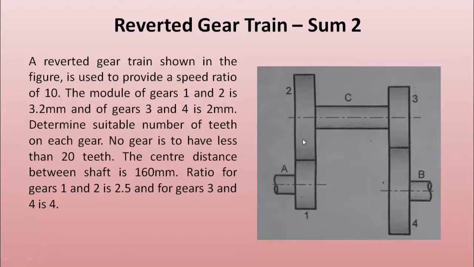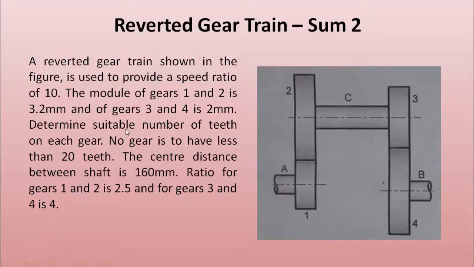I always tell you the modules of meshing gears should be same. So 1 and 2 are meshing with each other. So the module of 1 and 2 will be same, and it is 3.2 mm. It is not necessary that the module of 3 should be same as the module of 2 and 1, because it is not meshing with 1 and 2, it is meshing only with 4. So the module of gears 3 and 4 is same, and it is equal to 2 mm.